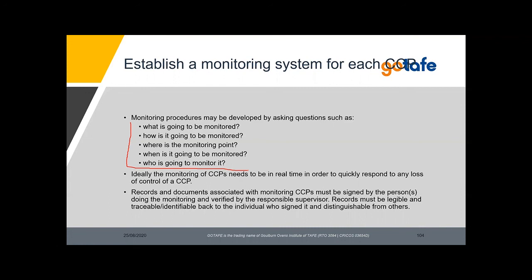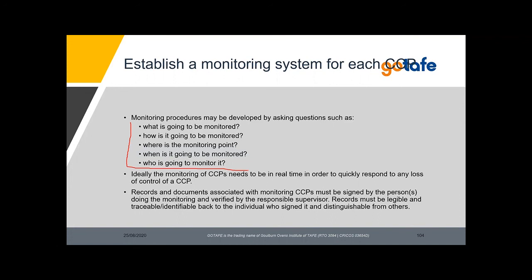And where is the monitoring point? Okay, where do you take the samples? And when is it going to be monitored? How often? We have mentioned that. And who is going to monitor that? Whether the operator or food handler is going to check that, or someone else is going to check that. So ideally, the monitoring of the CCP needs to be real time with the computer. If you can't, you have to do that manually.